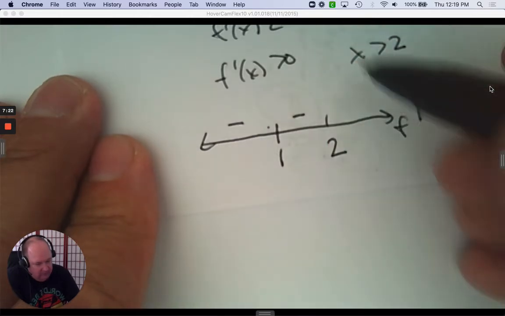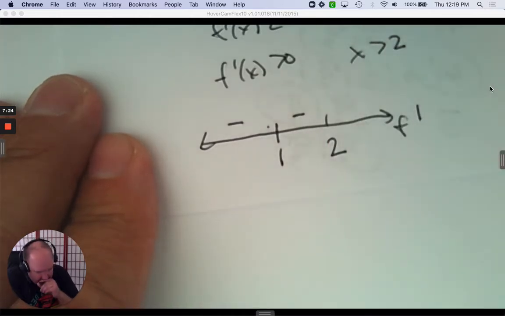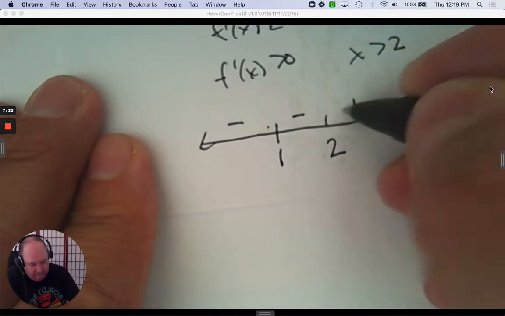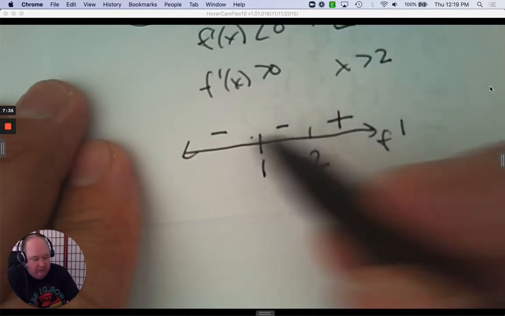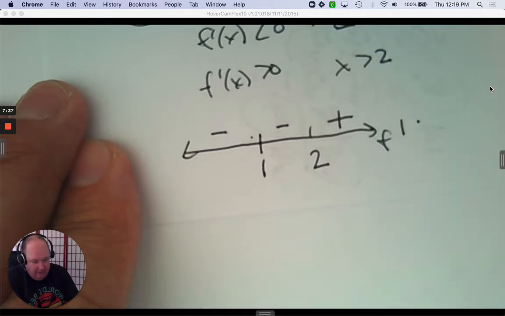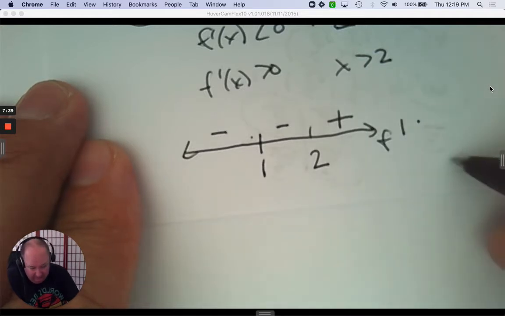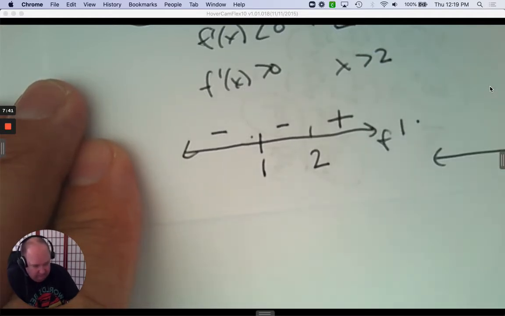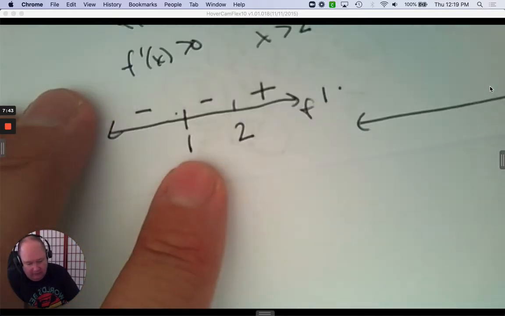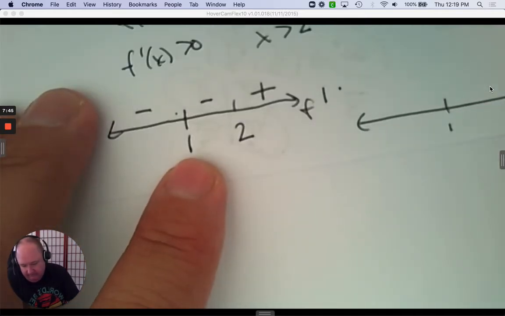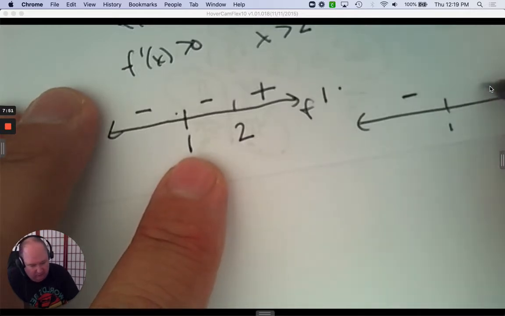But when x is greater than 2, it's positive. That's what it's saying. So there's the first derivative number line. And then the next one is the concavity part. For the concavity part, it's just 1. So it's negative when x is less than 1, and it's positive when x is greater than 1.